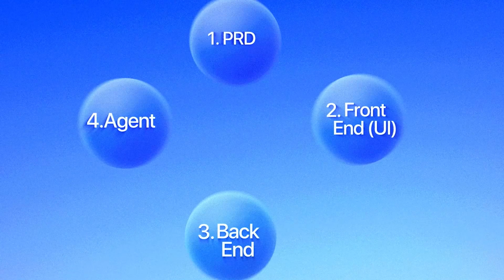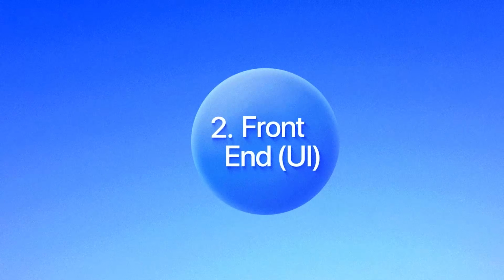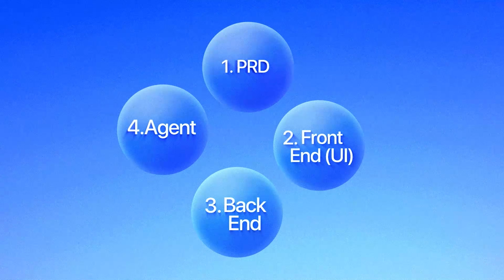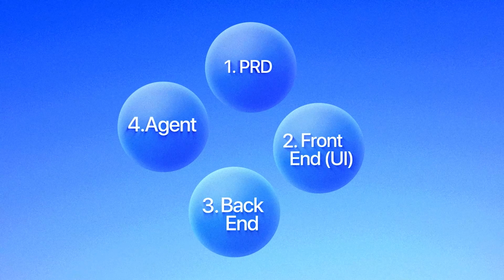So Sid, what is step number one? How do we get started? So step number one is creating the PRD. This is where we write clear instructions, and then we move to step number 2, which is building the UI. And this is where we use Lovable. And then step number 3, building the backend. And then finally, in step number 4, we build our agent.